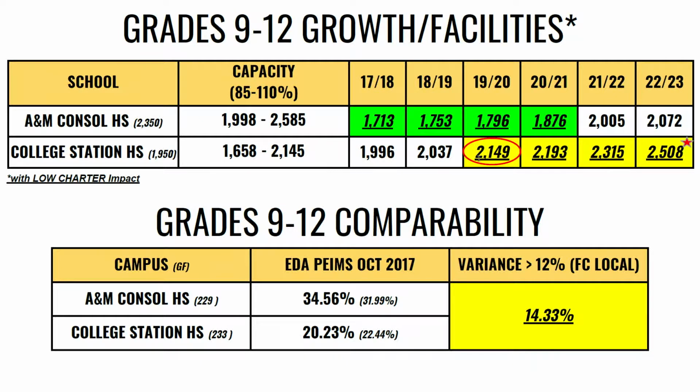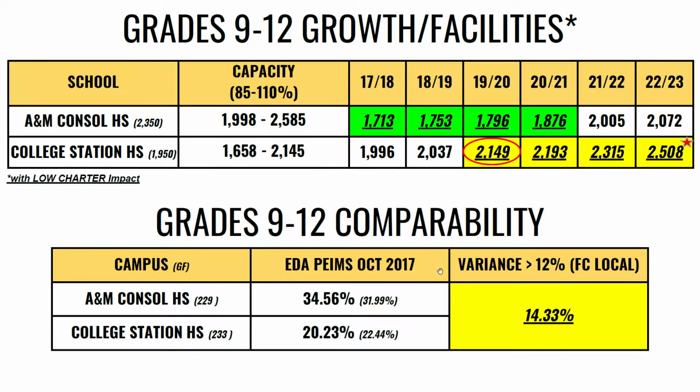19-20. The circle is where we would, under current circumstances, be anticipating proposing a bond for the addition of Phase 2 of College Station High School, which would provide us an additional 600 seats there. The star signifies when we would have access to that add-on. So it'd take 3 years, basically.